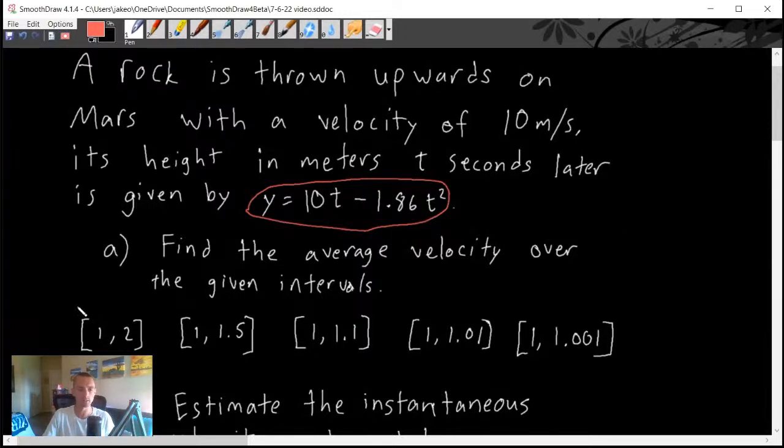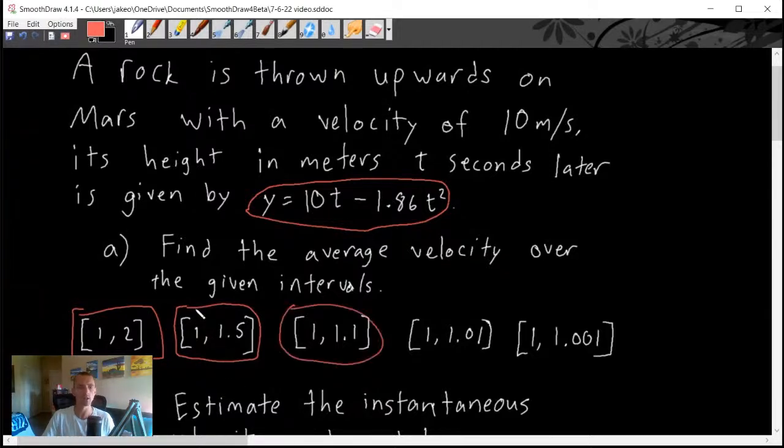You can see in this case we've been given these 5 different time intervals. We want to find the average velocity from 1 second to 2 seconds. We would measure where the rock was at 1 second and where it is at 2 seconds, and then find the average velocity between those two measurement points. Same thing here: the average velocity from 1 second to 1.5 seconds, and 1 second to 1.1 seconds.